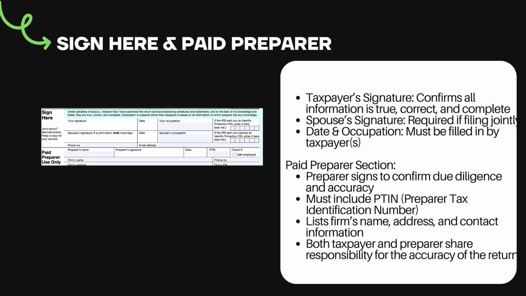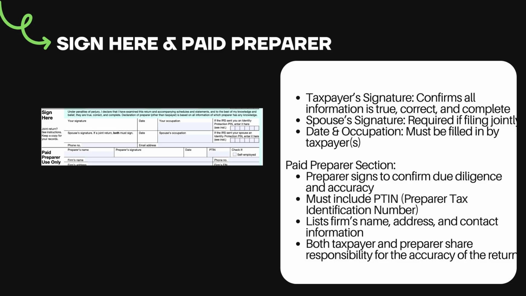Next to the signature, the taxpayer needs to list the date and their occupation. Don't skip this. Missing information here can slow down processing. Then you'll see the Paid Preparer Use Only section. This is where you, as the preparer, sign the return. By signing, you're confirming that you exercised due diligence, that the numbers are accurate based on what the client provided, and that you've followed IRS rules. You'll also include your PTIN, that's your Preparer Tax Identification Number, along with your firm's name, address, and contact information. This tells the IRS who prepared the return and holds us accountable for the work we do.